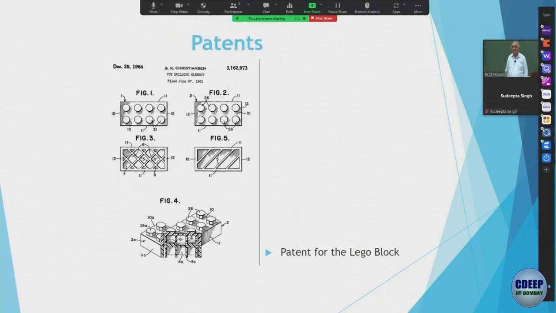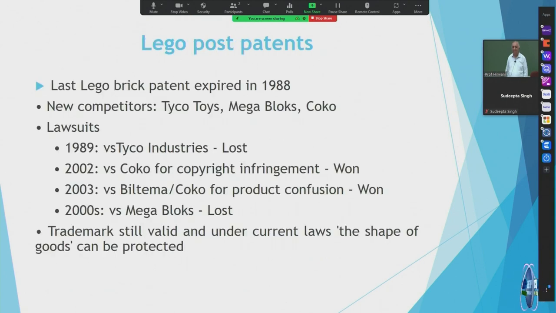This is the first patent of Lego brick studs, which expired in 1988. And the moment it expired, it attracted competitors, and Lego sued people. Wherever they sued them on design, they lost. But when they sued them under copyright infringement, they won. Trademark is still valid, and current laws even allow you to protect the shape of the goods, which will never expire, trademark will never expire.